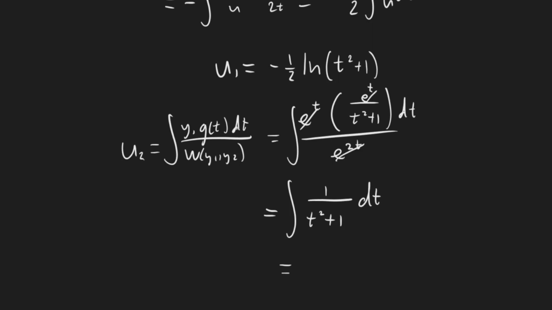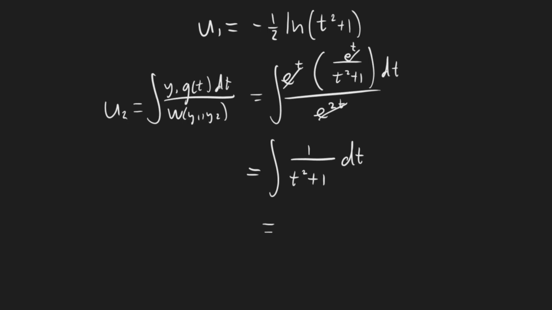And actually this is one of the integrals that they maybe made you memorize in calculus 2. This is the arctangent of t. Okay, and that's going to be our u2.